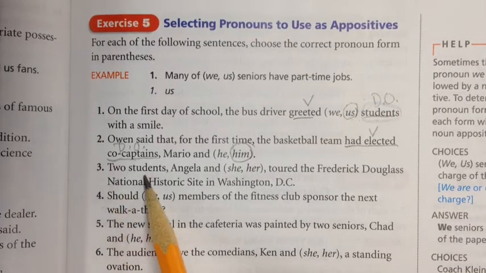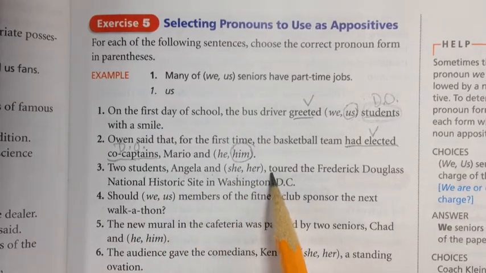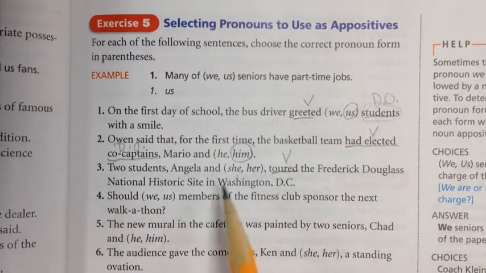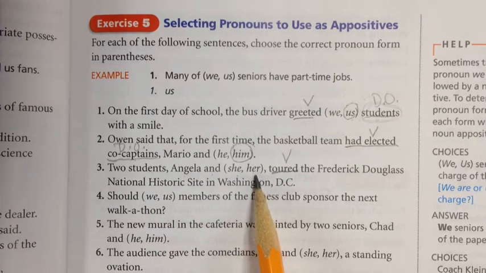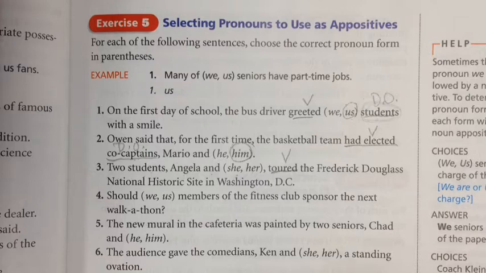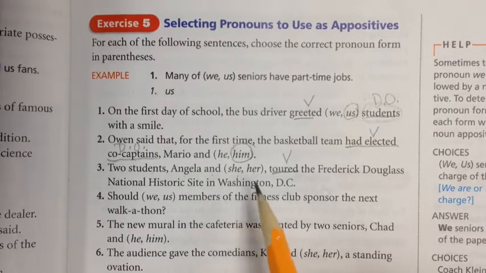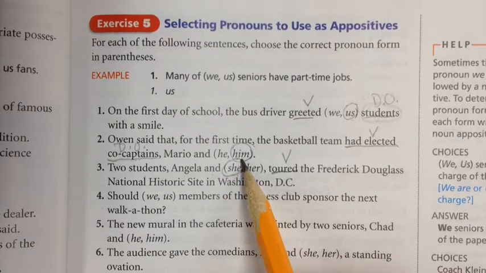3. Two students, Angela and she or her, and then here's our verb, toured. So the subject is two students, and this appositive goes with that subject. So we want to use the pronoun that we would use for a subject. And if you look at that list, and rule number 1, you'll see that you use the nominative case, and on the list you'll see that the nominative case is she. She toured.